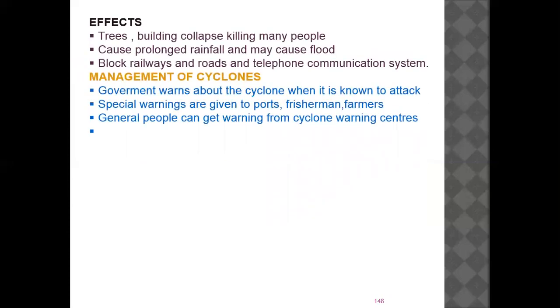Next, coming to the effects. What are the effects of a cyclone? It destroys almost everything that comes in its path, trees, buildings, and it kills many people. Cyclones are always accompanied by rainfall also, strong wind along with rainfall.